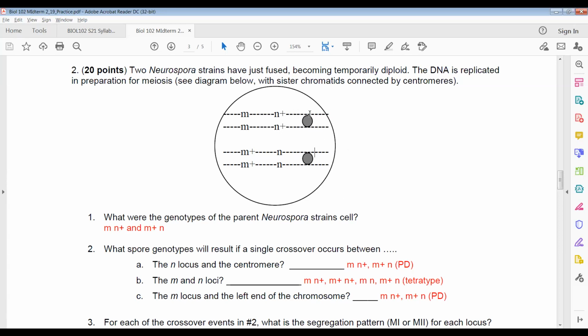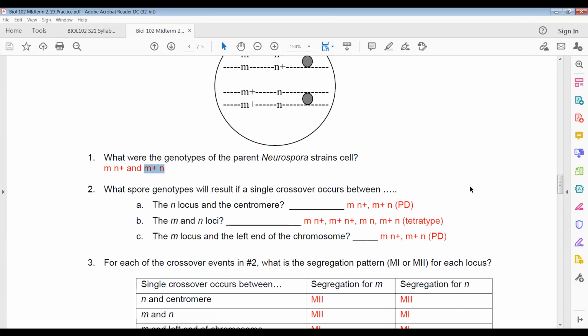So the 2 parents are coming together, the haploid Neurospora, and this is the genotype. So what are the genotypes for the parent Neurospora strains? Of course, the genotype will be this and this, right? So if you write this, then you're going to get the credits. These are the 2 parental genotypes.